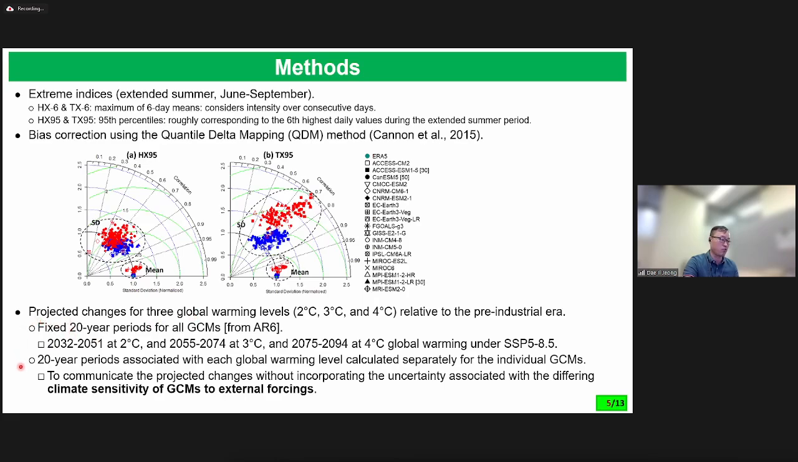And we used 2 ways of presentation. One is the common way, using a fixed 20-year period for all GCMs, and the period was from the IPCC AR6 report. The other uses 20-year periods associated with each global warming level, calculated separately from the individual GCMs. So why are we doing this? To communicate the projected changes without incorporating the uncertainty associated with the differing climate sensitivity of GCMs to external forcing.